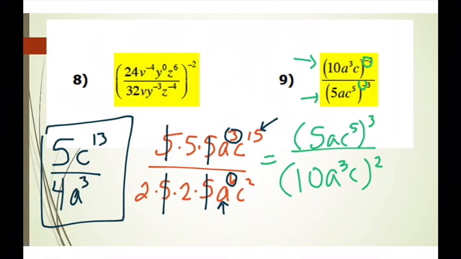So on your homework, you're going to be simplifying a lot of expressions with negative exponents. If you're not sure if you're doing it right, you can check the answer key and see if you're doing it right, but you're not copying down the answer key.